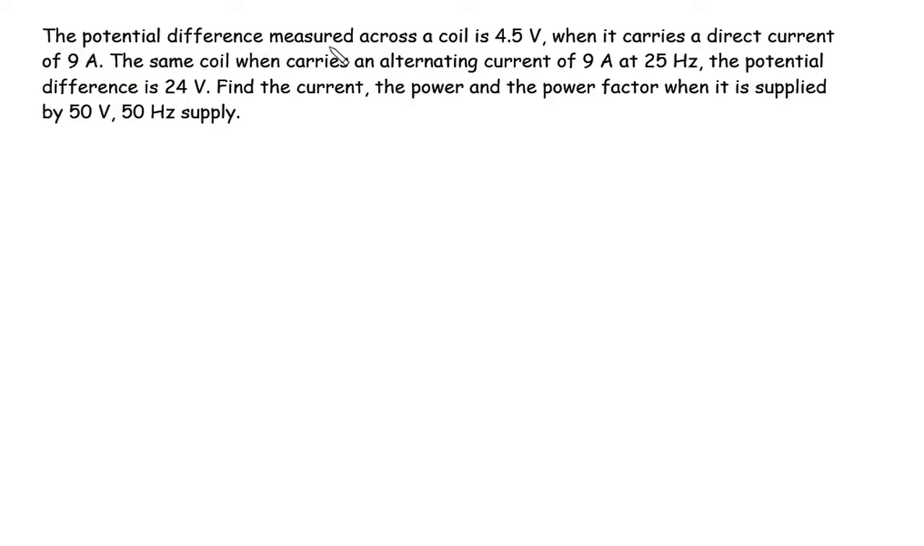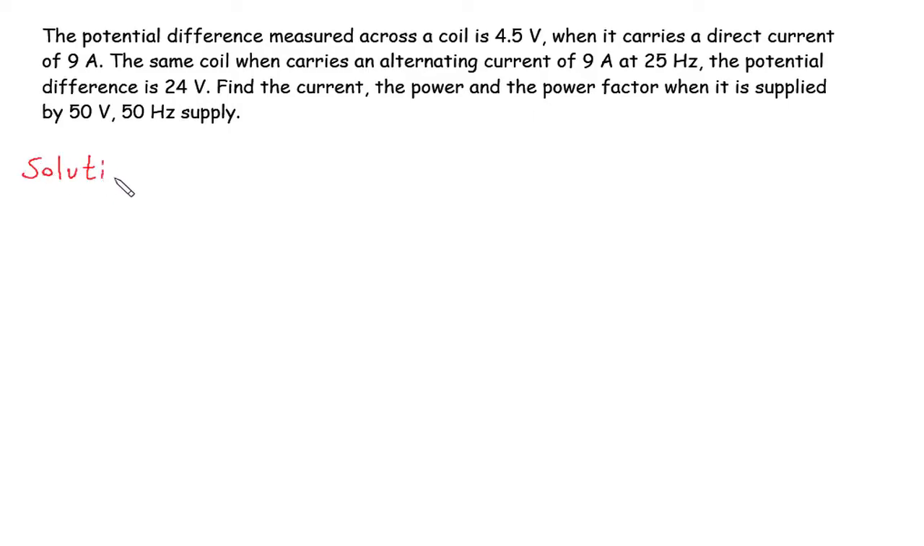The potential difference measured across a coil is 4.5 volt when it carries a direct current of 9 ampere. The same coil, when it carries an alternating current of 9 ampere at 25 Hz, has a potential difference of 24 volt. Find the current, the power and the power factor when it is supplied by a 50 volt, 50 Hz supply.